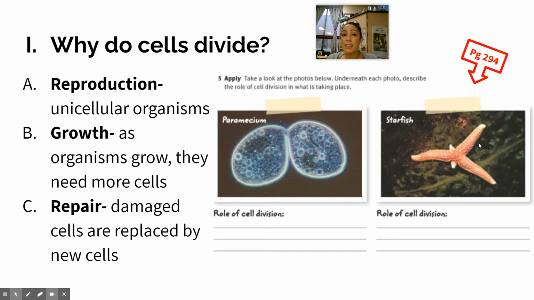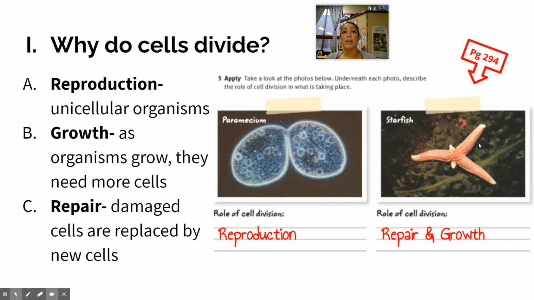Another reason that cells might divide is for an organism to repair any damage that might be done. So if you have like a plant where a leaf gets torn off or damage to a tree limb, something like that, those cells need to divide to repair that area. If you get a cut, your cells divide to fix that cut. And typically speaking, our skin cells are pretty good at dividing pretty quickly.